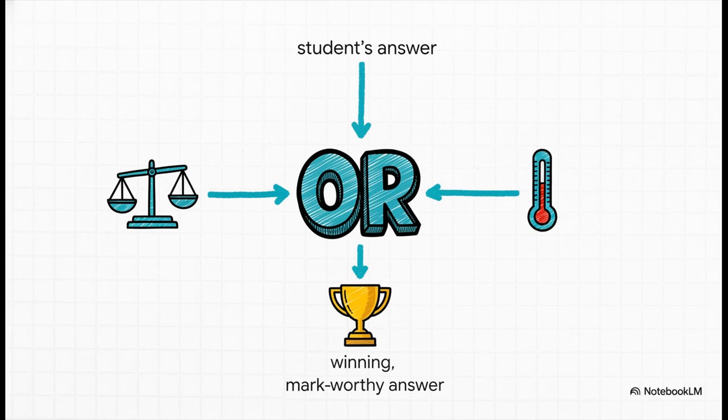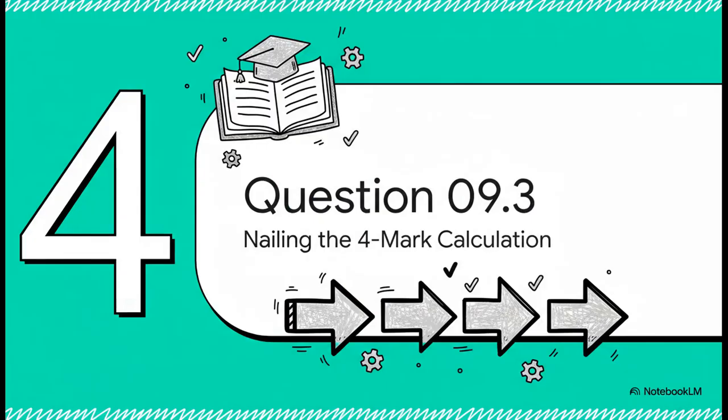You could have written mass of gas, or you could have written temperature of the gas. Either one of those gets you the mark. It's a choice. All right, now for the big one, the 4-mark calculation. I know these can look a bit scary, but the mark scheme shows us that marks are given out for the process, not just for the final answer. Let's break it down step by step.